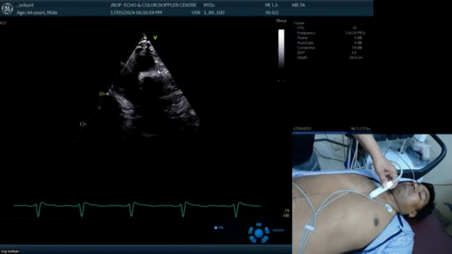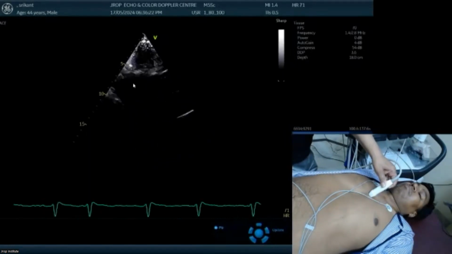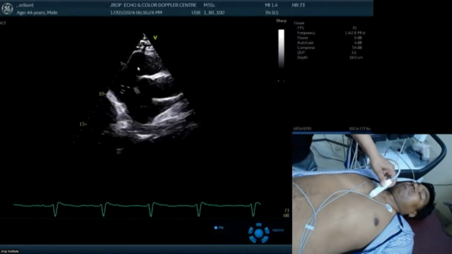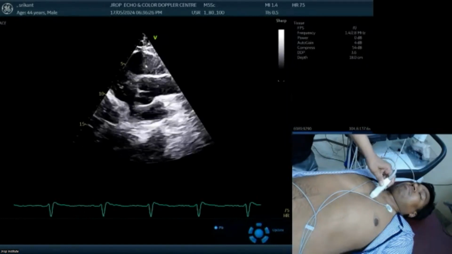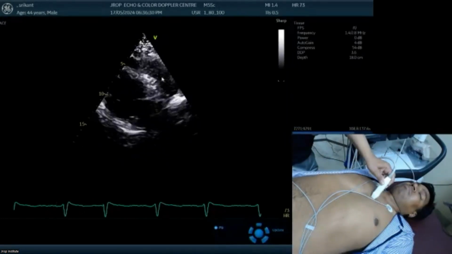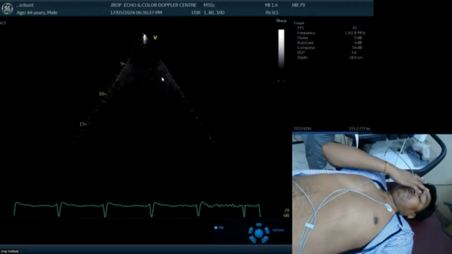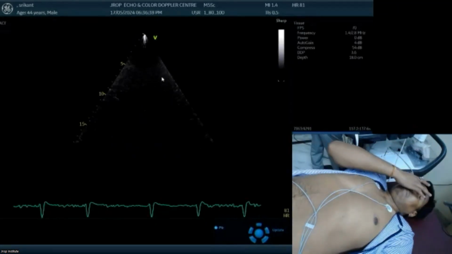Look, this is an inflow view. This is all the inflow view is. Tricuspid valve, RV, outflow proximal, outflow distal. Sir, how to differentiate outflow proximal and distal? Distal outflow is just before the pulmonic valve.